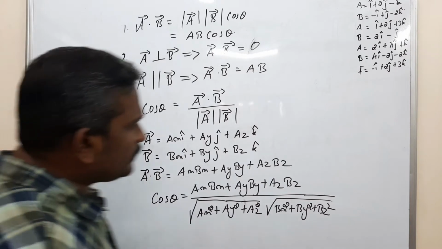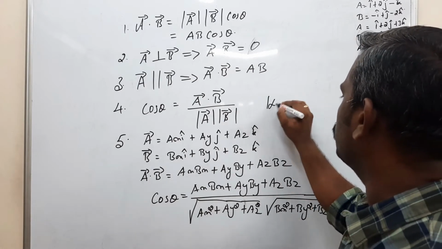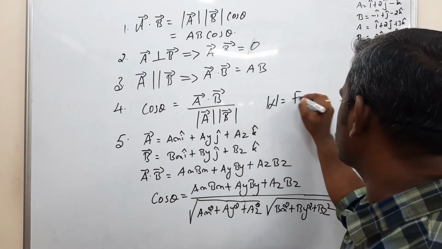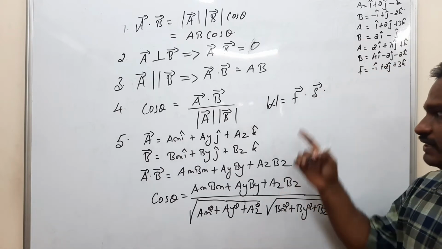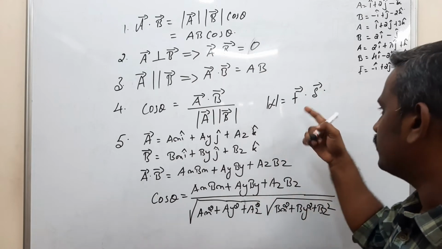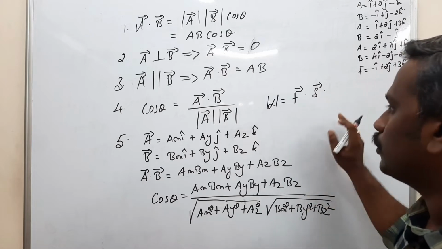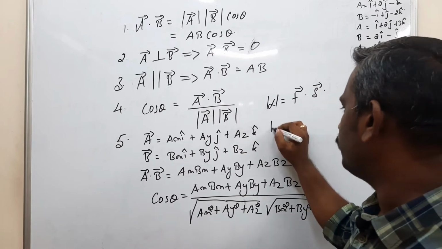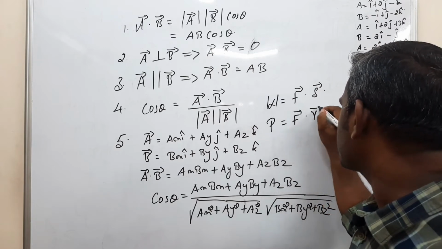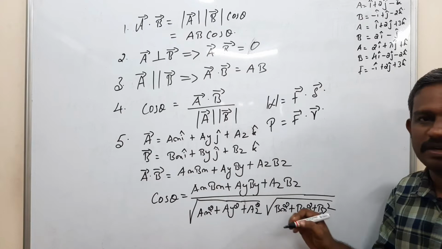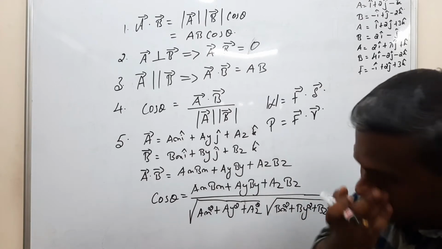Then what is the formula for work done? Work done is equal to F vector dot displacement vector. Work done is a scalar quantity, force is a vector quantity, and S is a vector quantity. Then what is the formula for instantaneous power? Power is equal to F vector dot velocity vector. So these are the formulas you have to keep in mind before solving the problems.